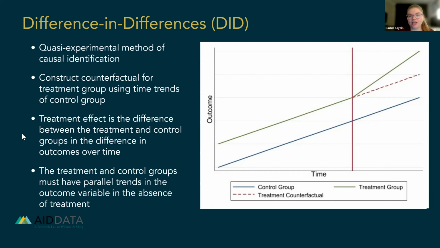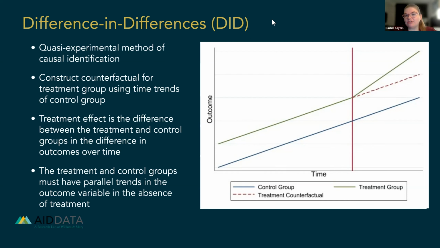control group. So if you look at the graph, the blue line represents the control group and the green line represents the treatment group. And the red vertical line represents the time of treatment. As you can see for the treatment group, after treatment occurs, there's a jump in the outcome variable.